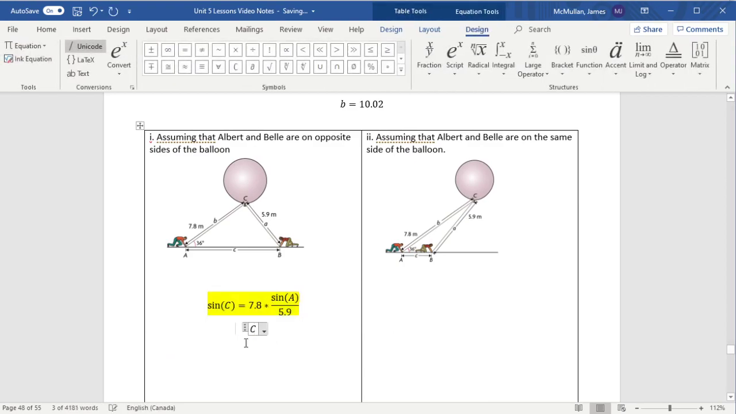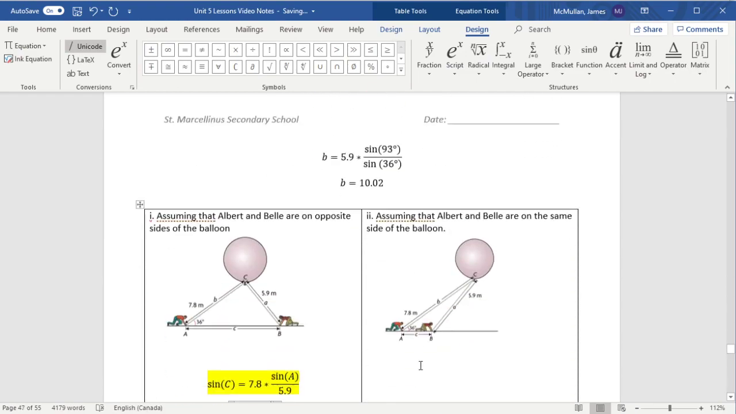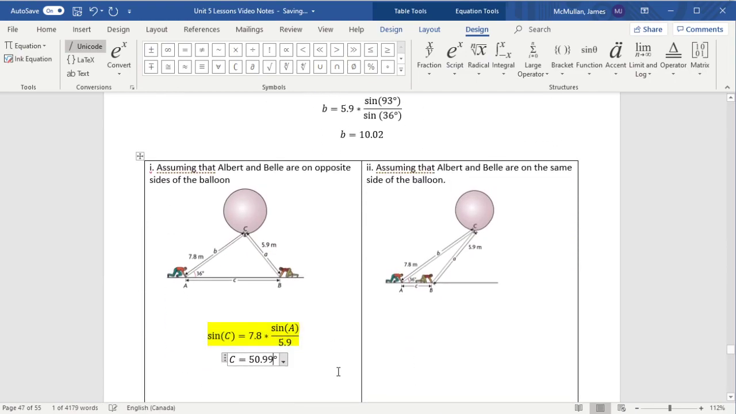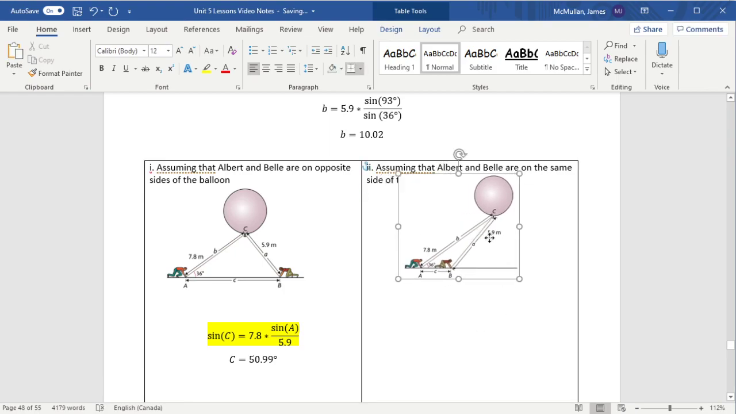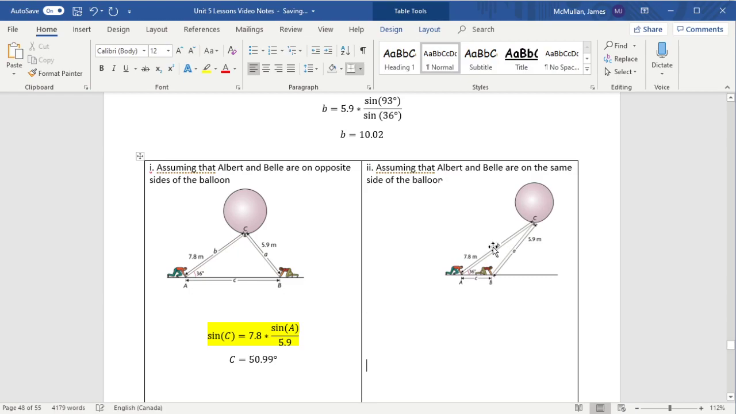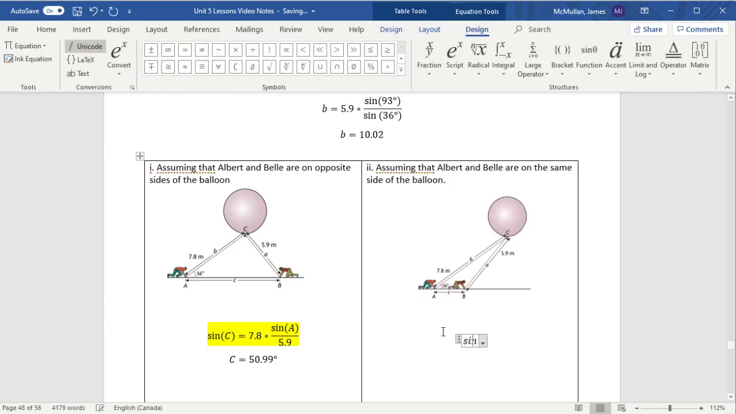Here we come to the conclusion that C was 51 degrees. Now, the mistake here, let's say 50.99 just to keep it clear, is this. What we would say here is C equals inverse sine of 7.8 sine A, which was 36, divided by 5.9.